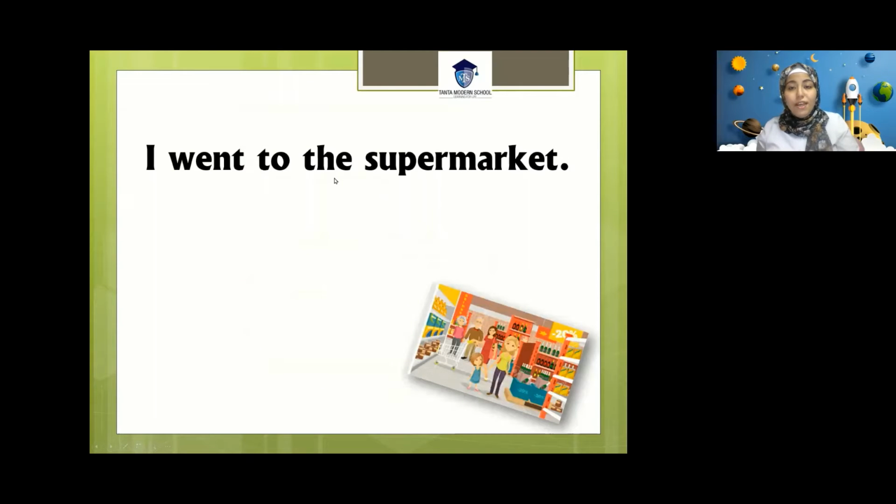So here, as you see, what can you see here? I went to the supermarket. Now I want to make a question with did. How can I make it? First, what is the verb? It's went. The verb here is went.